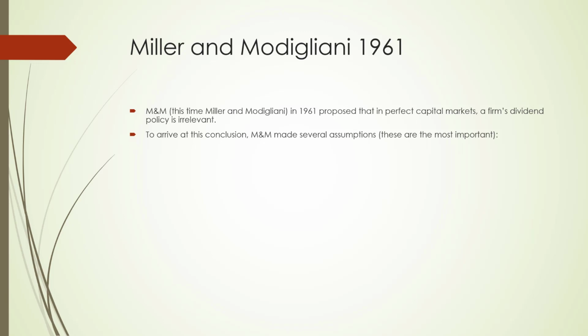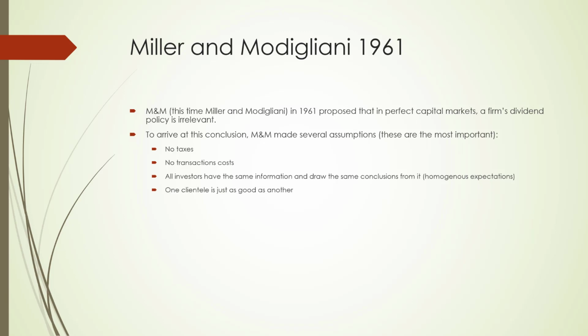Now, these assumptions pretty much are the same ones that they made for capital structure theory, but we'll go through the major ones here. No taxes and no transactions costs. Again, what this does is this allows the market to function perfectly so that if there is a price discrepancy, it can be eliminated very, very quickly through the arbitrage process. They also assumed all investors have the same information and draw the same conclusions. This, again, is known as homogeneous expectations. And they assumed that one clientele is just as good as another. Now, what they meant by clientele is that there are some investors that want dividends and other investors that prefer capital gains. So those are what they refer to as clienteles. And Miller and Modigliani argued that one clientele is just as good as another. There's no advantage to the firm from having shareholders that prefer dividends or shareholders that prefer capital gains.